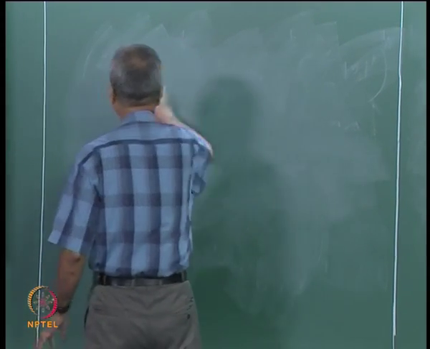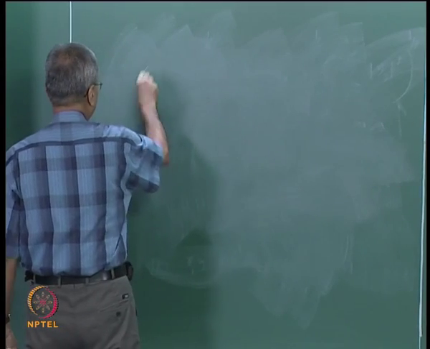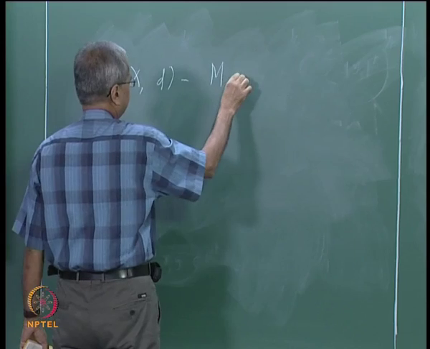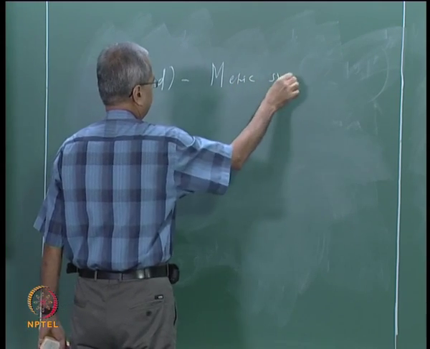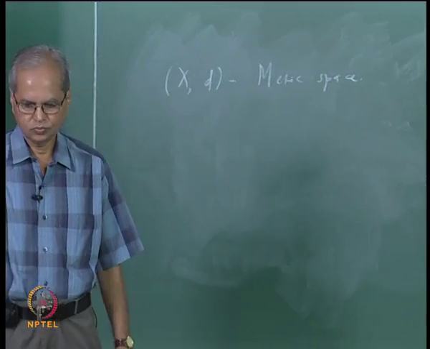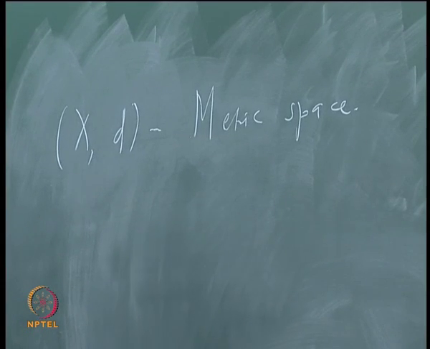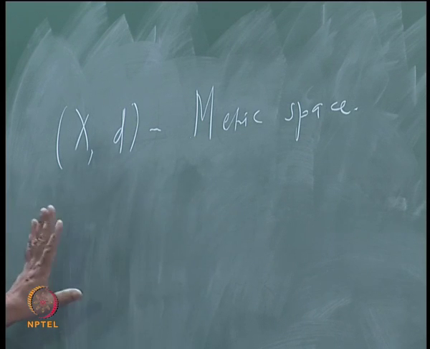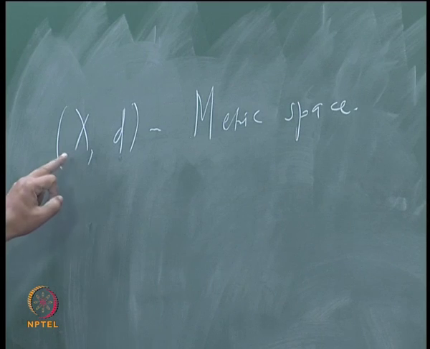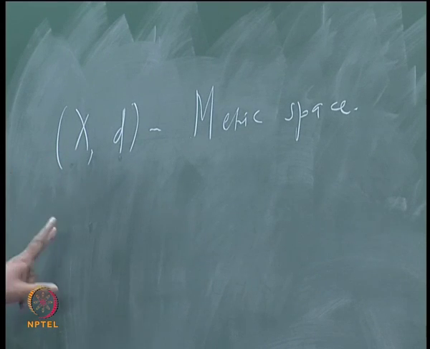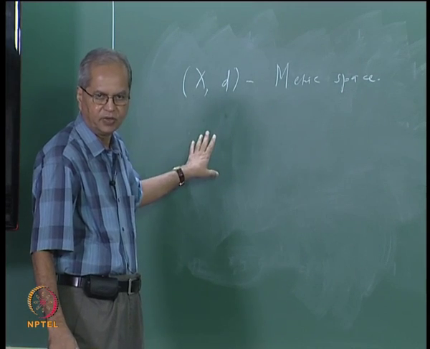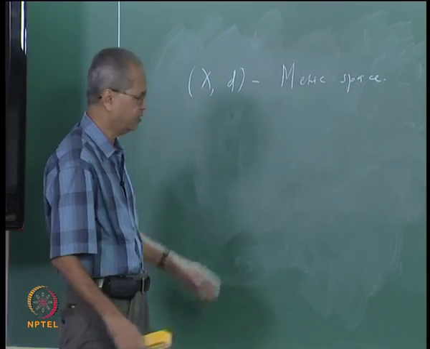For the general theory, let us take an arbitrary metric space (X, d). Once something is a metric space, what we know is that this d is a function on X cross X, that means given two points x, y in X, I can talk about the distance between x and y.